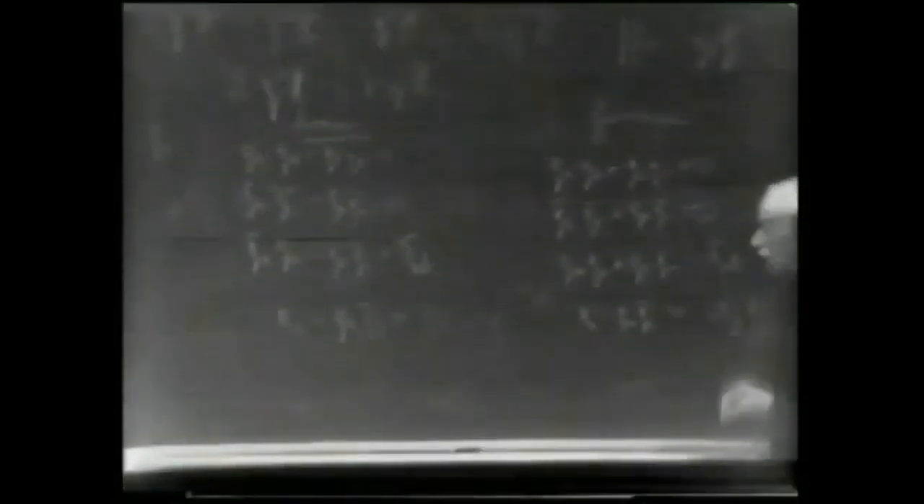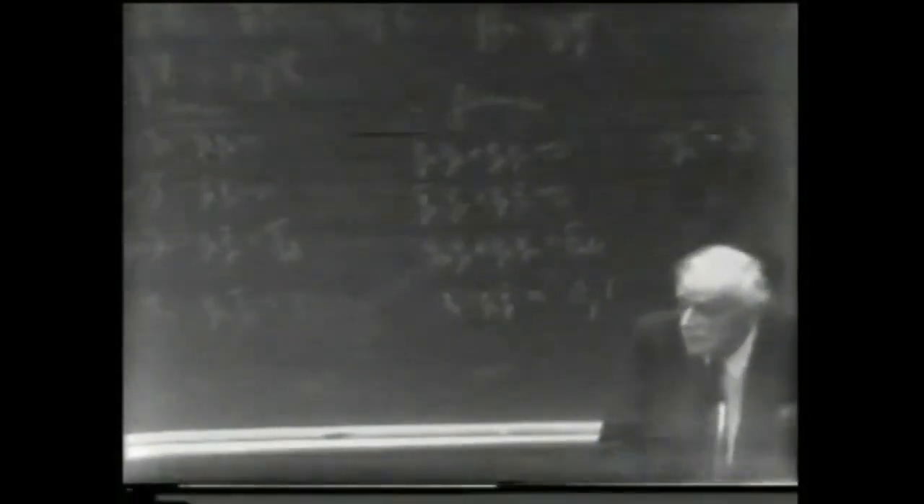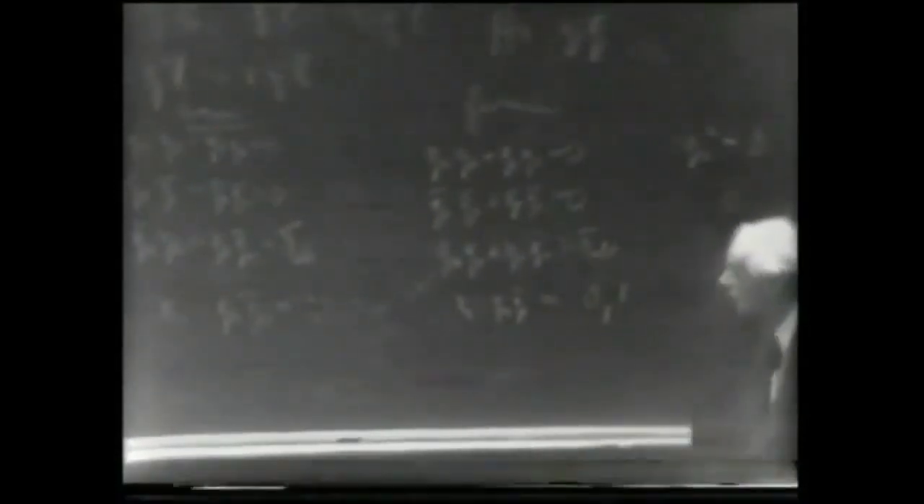The number of particles in a state, N_A equal to η_A η_A bar, has the eigenvalues 0, 1, 2, 3, and so on in the boson case. In the fermion case, we have again N_A equals η_A η_A bar, and that has the eigenvalues 0 and 1 only. The number of fermions in any state is either 0, the state is unoccupied, or is equal to 1, the state is occupied, then it is completely full and no other fermion can jump into that state.